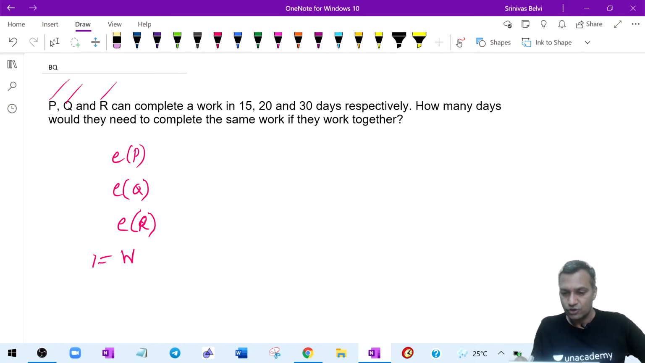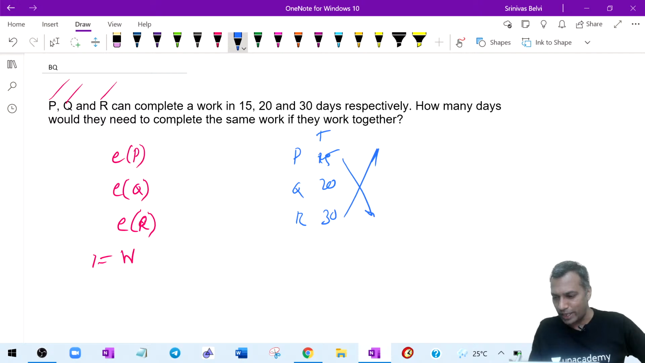If I write PQR, the times taken are 15, 20, 30. Now, how do I write this? Should I write something like this? No, there is nothing like that. Inverse proportion means 1 by 15, 1 by 20, and 1 by 30. This is what you should write. In that case, we will say, okay, find the work first.